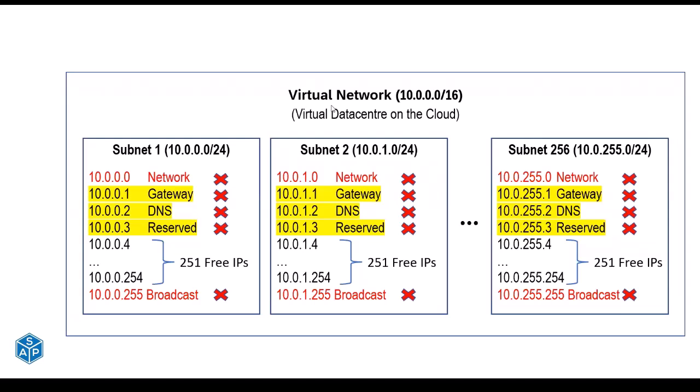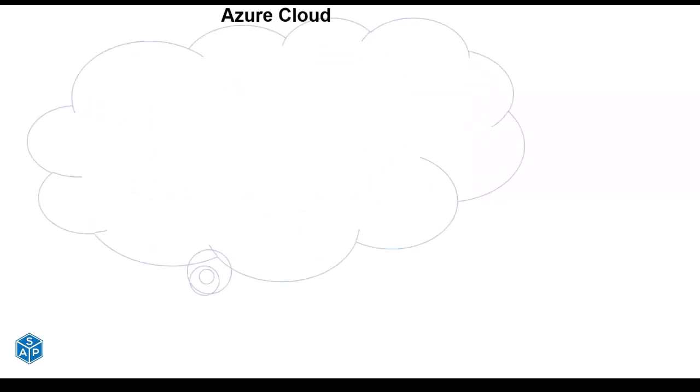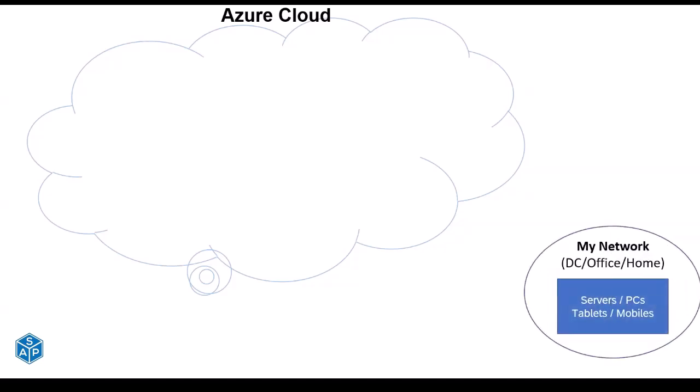This is the layout, the structure of your virtual network. Now, understanding how your network is on the cloud. This is your cloud, this is your Azure cloud network. The above one is the Azure cloud network, and the below one is my network. It can be any network.